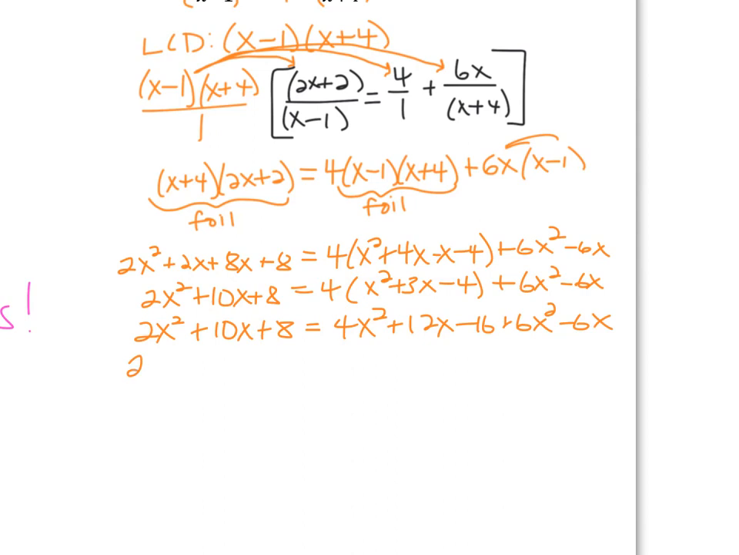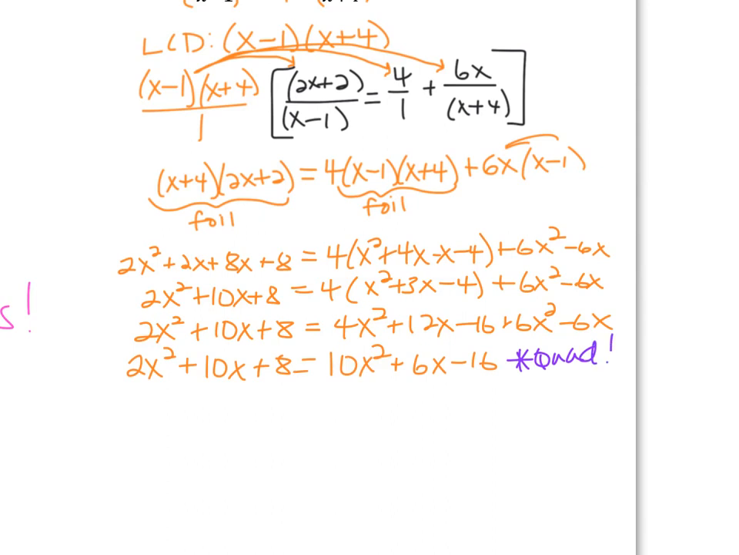For now, I'm going to leave the left-hand side as is, but then combine like terms on the right-hand side. 4x squared and 6x squared would be 10x squared, and then 12x minus 6x is plus 6x with a constant of negative 16. And yep, you guessed it, this is quadratic.